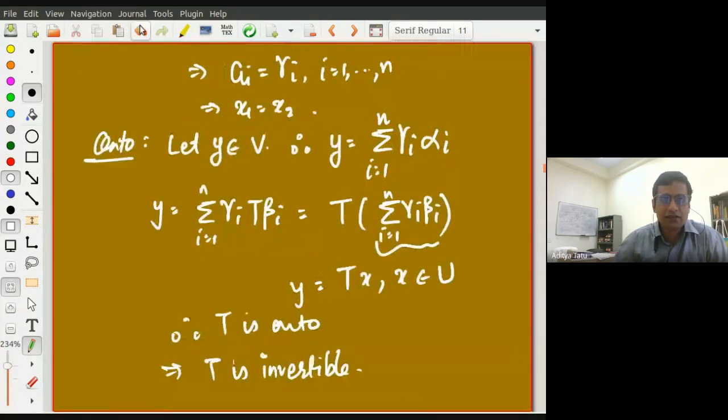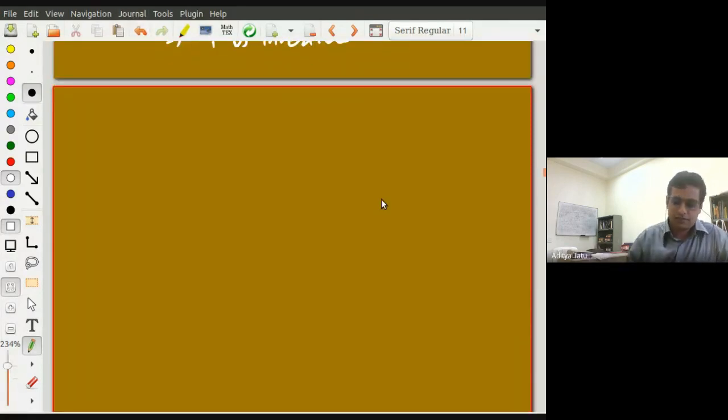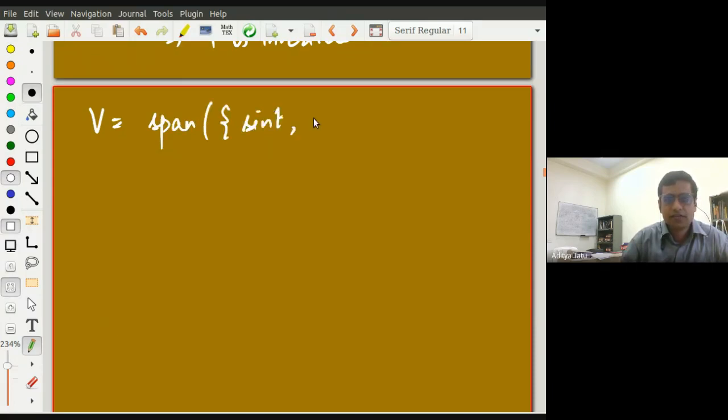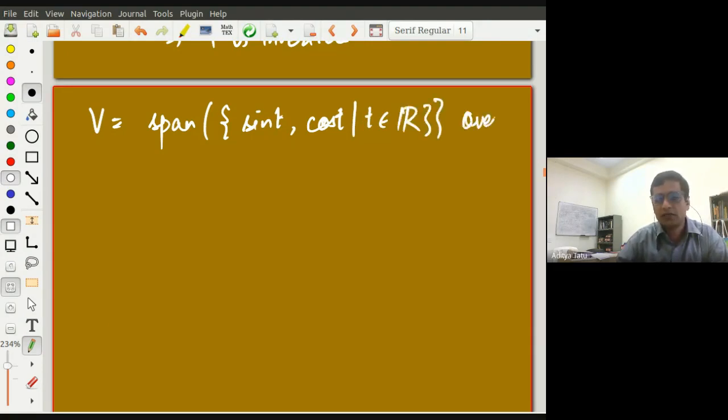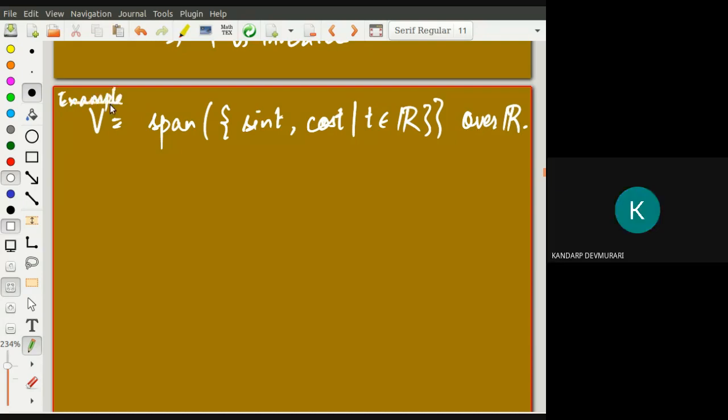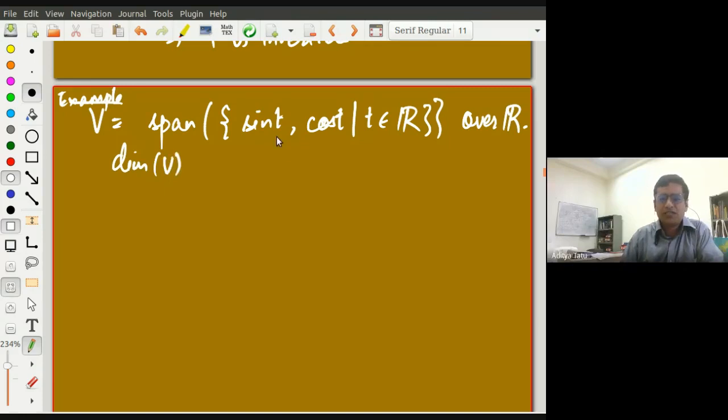I will give you an example here. Let's say I define V to be the vector space, span of sin t and cos t, where t is in R, over R. What is the dimension of this vector space? Two. Since I may not understand this vector space clearly, can you give me another two-dimensional vector space over R? R squared, right? Which is something we are all used to right from our school days.